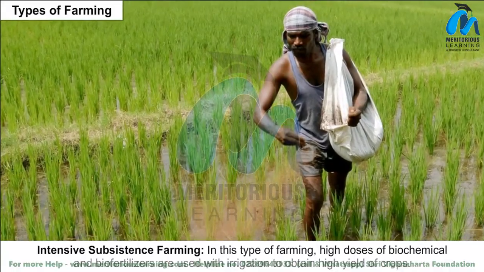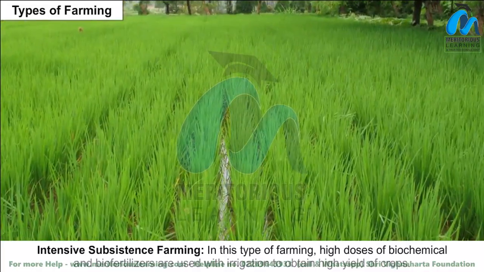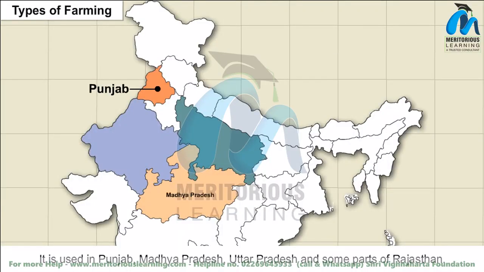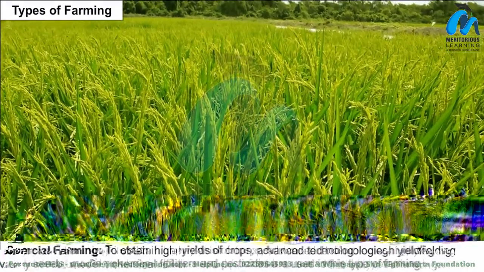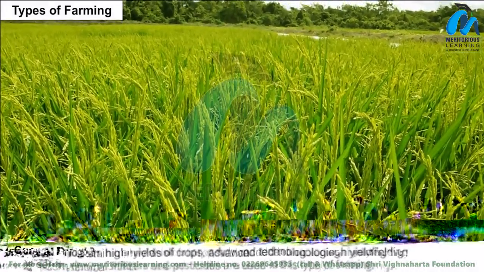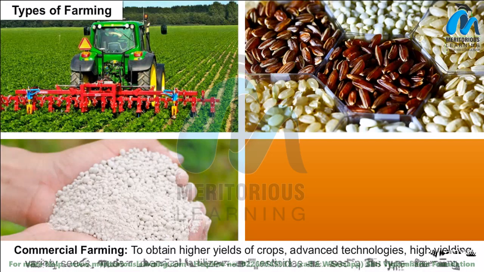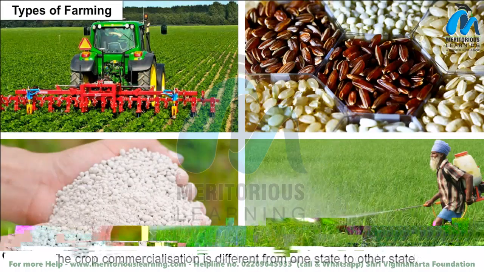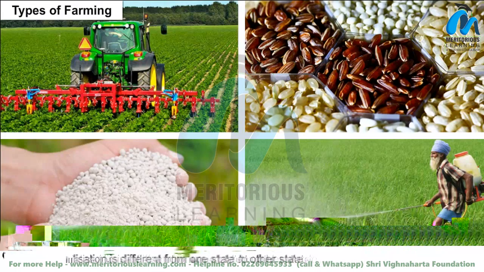In this type of farming, high doses of biochemical and biofertilizers are used with irrigation to obtain high yield of crops. It is used in Punjab, Madhya Pradesh, Uttar Pradesh and some parts of Rajasthan. Third type of farming is commercial farming. To obtain higher yields of crops, advanced technologies, high-yielding variety seeds, modern chemical fertilizers and pesticides are used in this type of farming. The crop commercialization is different from one state to another.